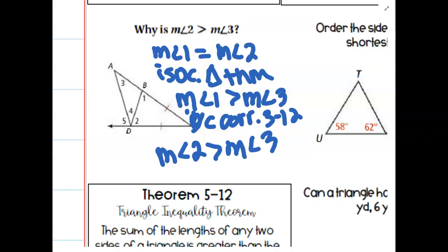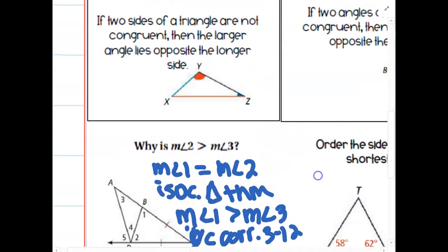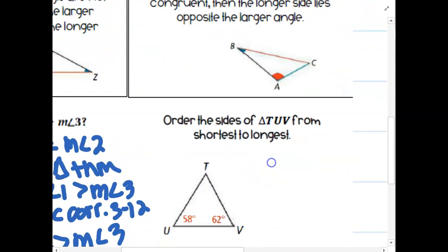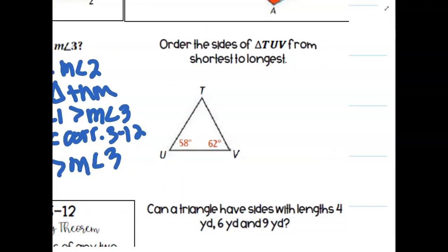One of the big things you're going to be doing today is using these two theorems up here, theorem 510 and 511, to be able to tell which is the longest side in the triangle, which is the biggest angle, which is the smallest angle. So we have this triangle TUV. I know that angle U is 58. I know that angle V is 62. We want to order the sides from shortest to longest.